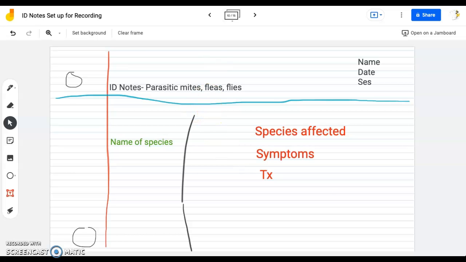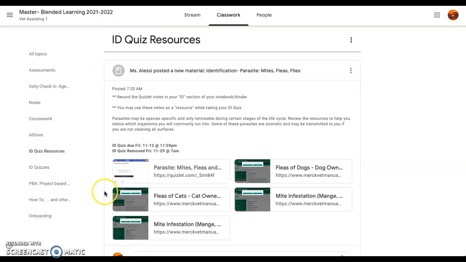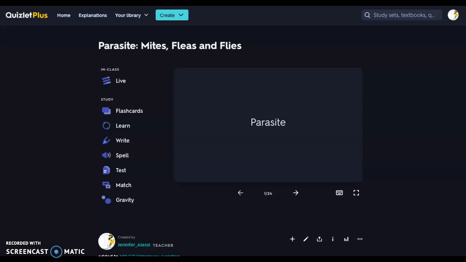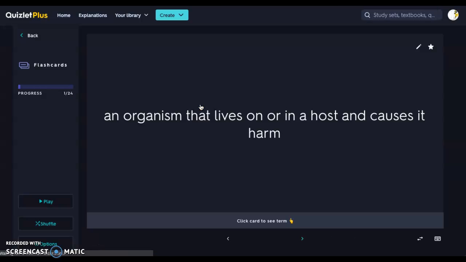So again, we're looking at mites, fleas, and flies. I'm in my ID quiz resources. I have some great information about fleas for dogs and cats, as well as mite infestations. And you guys may have heard of mange before, and that's actually us just talking about mites. So I'm going to go ahead and click on that Quizlet link and bring up our set.